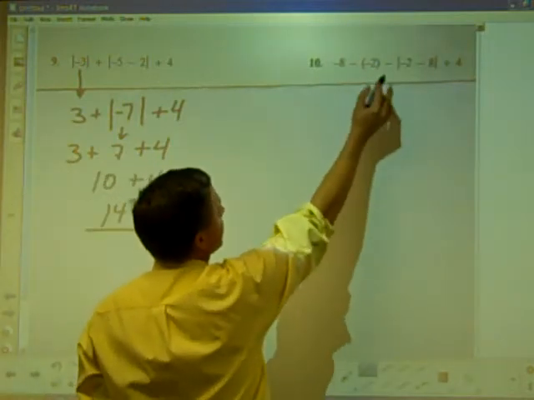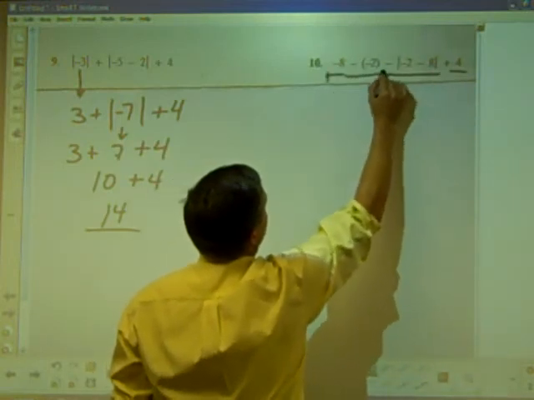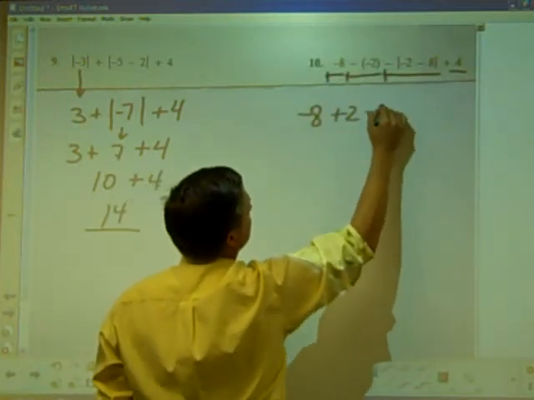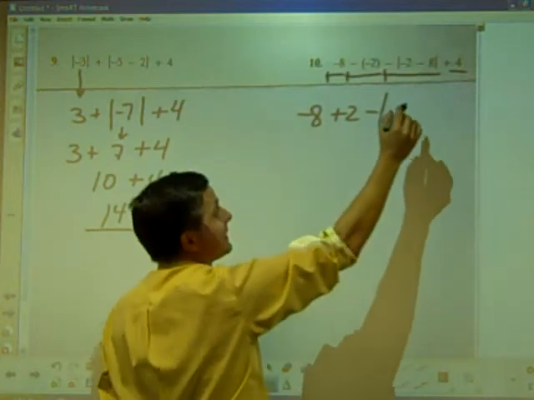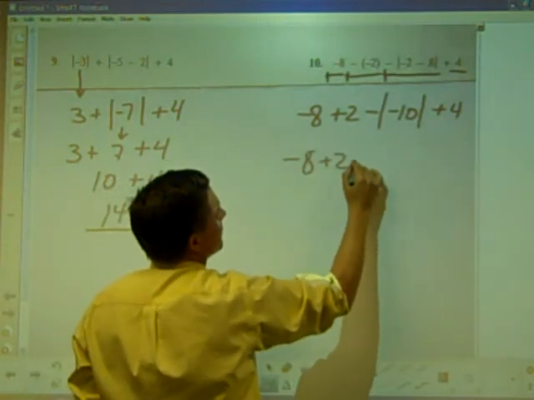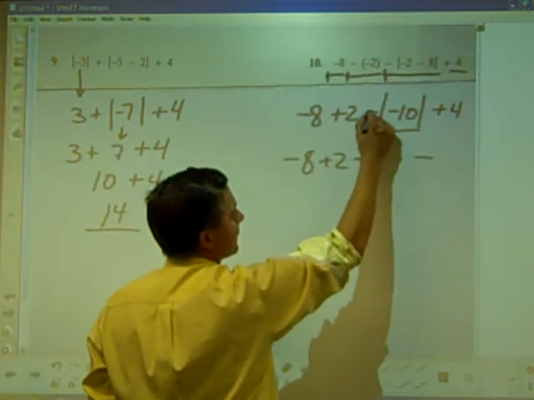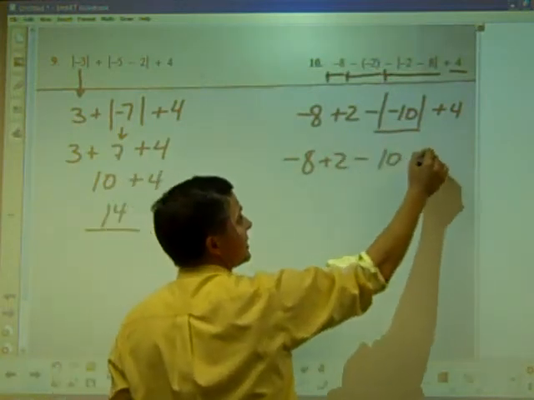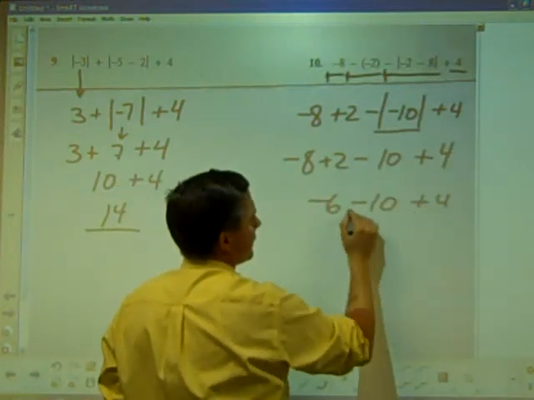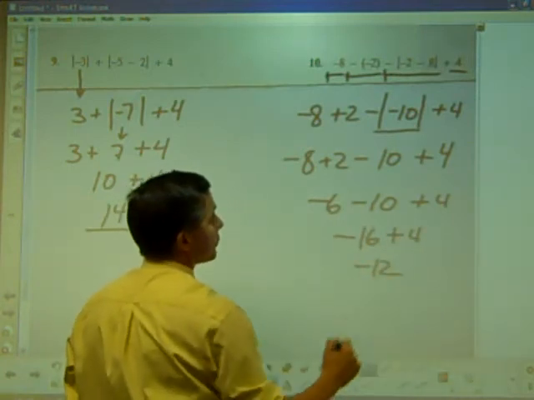On number 10, again, how many terms? 1, 2, 3, 4. So negative 8 comes down. Minus a minus 2 already is plus 2. Minus. Inside the absolute values, negative 2 minus 8 is negative 10 plus 4. Negative 8 plus 2 minus the absolute value of negative 10 is positive 10. No negative negative. Again, you have to do parentheses before multiplication. We get negative 8 plus 2 is negative 6 minus 10 plus 4. These are the same direction, both to the left. Now you start noticing, go back to the right. How about negative 12 for number 10?